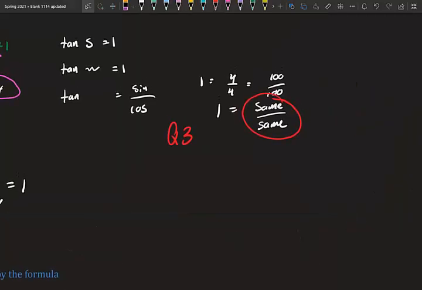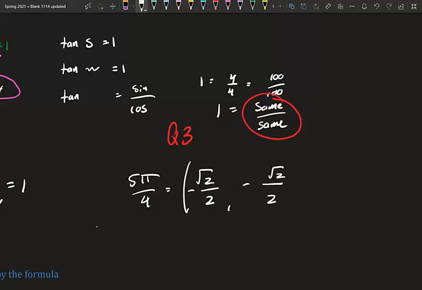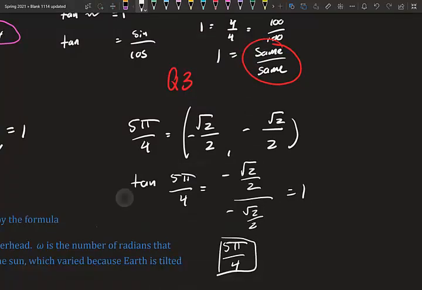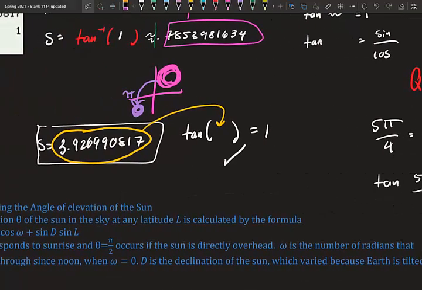So in quadrant 3, we know 5 pi over 4 has sine equal to negative square root of 2 over 2, and cosine equal to negative square root of 2 over 2. So if we plug that in, tangent 5 pi over 4 equals sine over cosine, so negative square root of 2 over 2 over negative square root of 2 over 2, and it equals 1. So our answer would be 5 pi over 4. This is our exact answer. What we did before is our approximate answer.